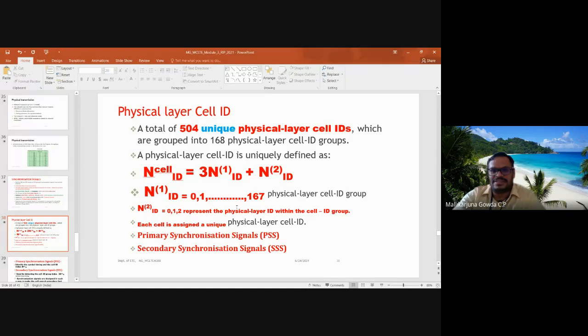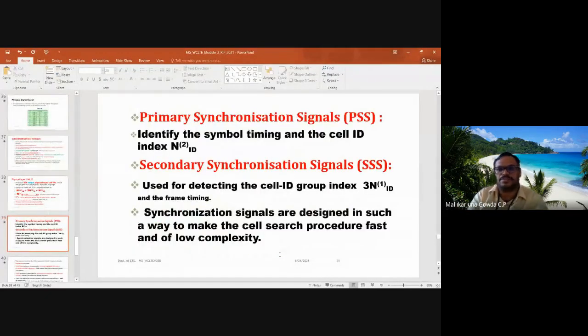There will be 2 types of synchronization signals, because these synchronization signals are able to deduce the physical layer cell ID. That is why I'm going to discuss this. The first is the primary synchronization signal, and the second is the secondary synchronization signal. Let me say what this PSS is. The primary synchronization signal will identify the symbol timing and the cell ID index.